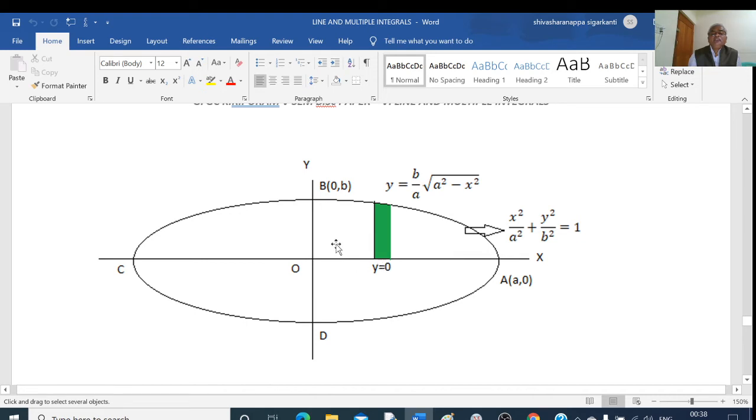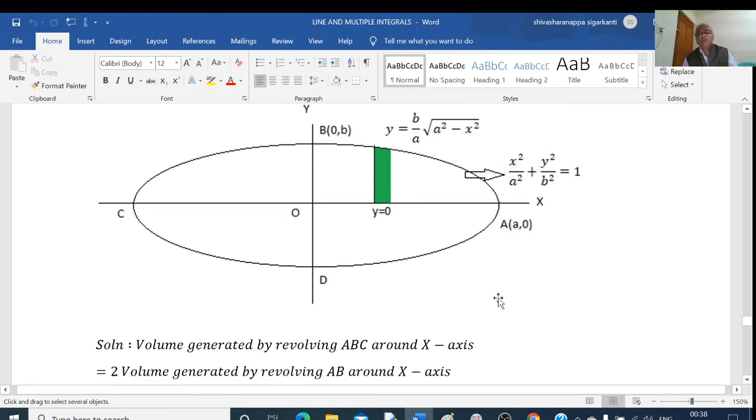Here, this is my region of integration. Y ranges from 0 to... Here the equation of the ellipse is x square by a square plus y square by b square equal to 1, or y square by b square equal to 1 minus x square by a square, or finally we are getting y equal to b by a into root of a square minus x square. That y ranges from 0 to b by a into root of a square minus x square, and x ranges from 0 to a. These are the limits of x and y.